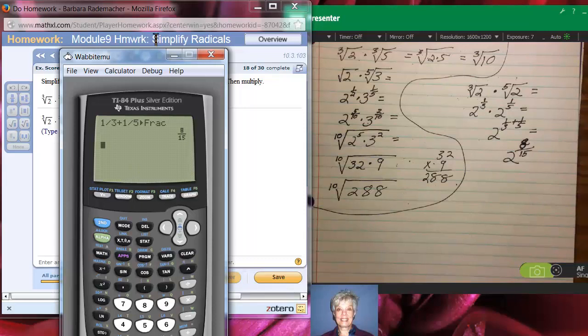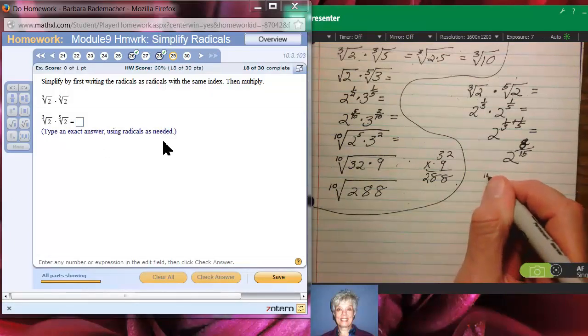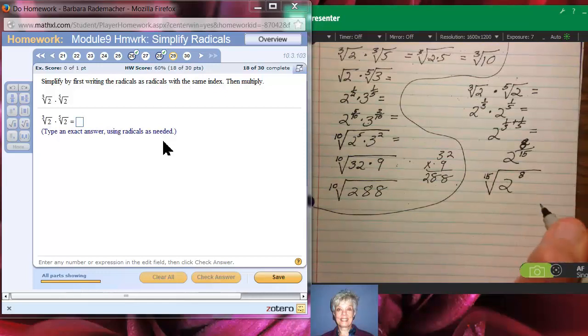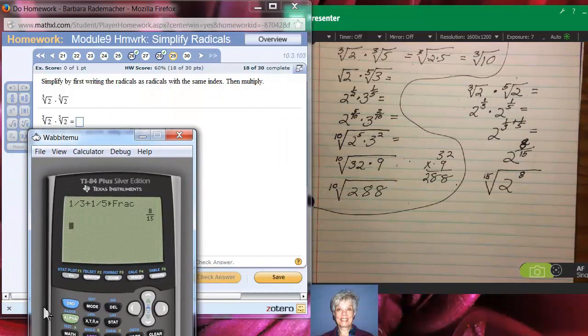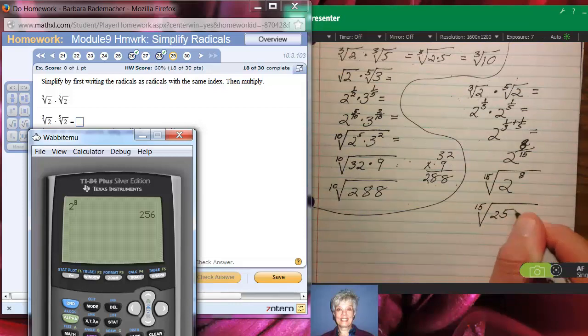Now, just because I think I'm done doesn't mean I'm done, because this says I need to answer in radicals. So I am going to have to pull my 15 out to the front, and I'll have 2 to the 8th power. Now, I have no idea what 2 to the 8th power is, so I'm going to clear what I have above, and I will have 2 caret 8, enter, 256. So our answer is going to be the 15th root of 256.